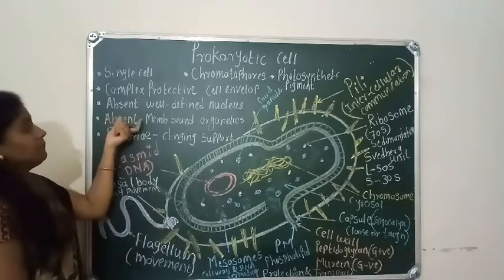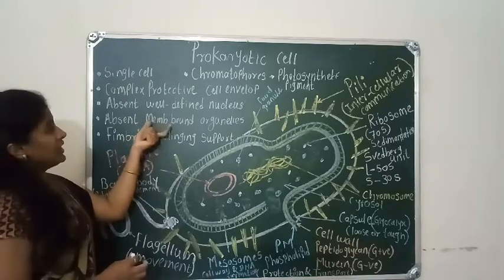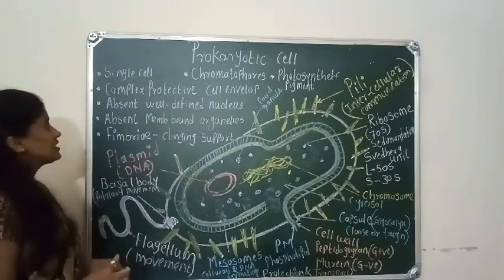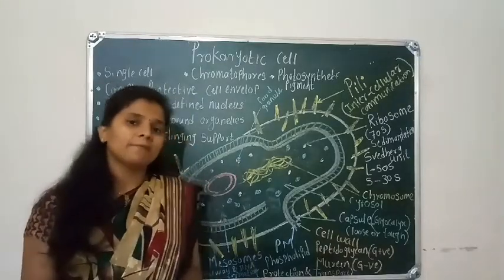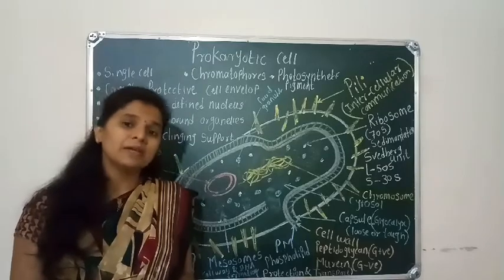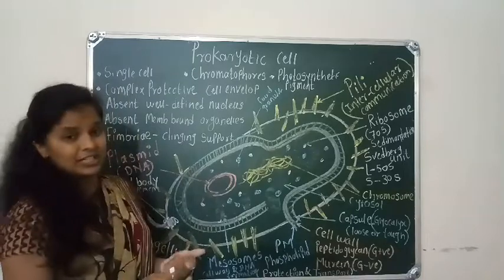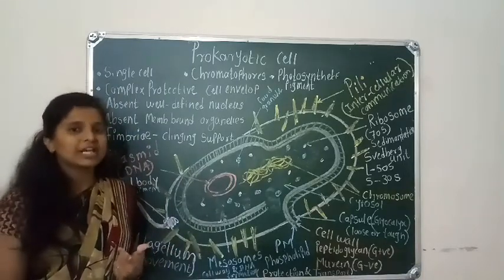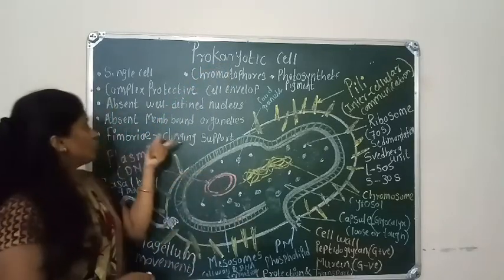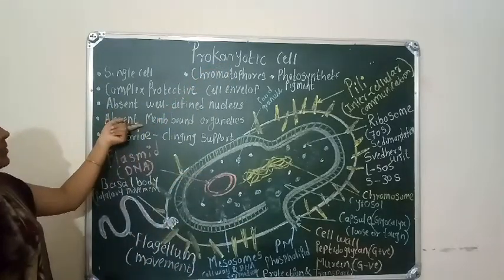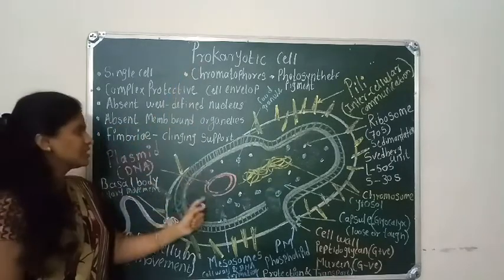Next point: in the prokaryotic cell, membrane-bounded organelles are absent. As we know, there are chloroplast, mitochondria, and nucleus. These are membrane-bounded organelles, and these organelles are absent in the prokaryotic cell. So our fourth characteristic is that membrane-bound organelles are absent in the prokaryotic cell.